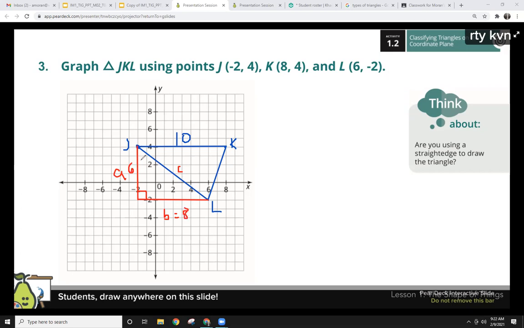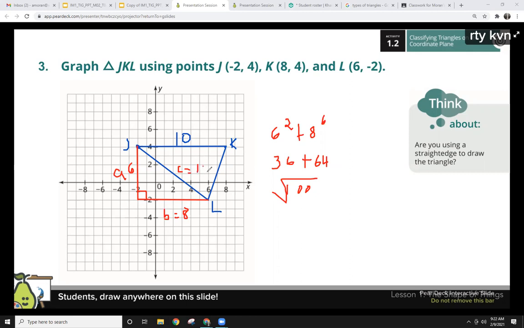So we got 6 squared plus 8 squared equals C squared. So 6 to the second power plus 8 to the second power. 6 times 6 is 36, plus 8 times 8 is 64. 64 plus 36 is 100. So we're looking at the square root of 100, which is 10. So C is equal to 10.